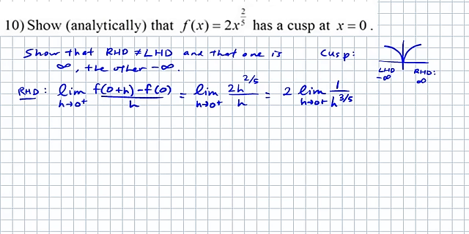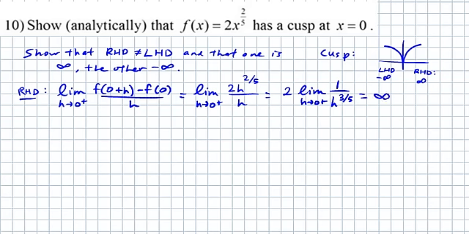So here's how you have to argue this one. We're approaching 0 from the right, so the h's are positive. And so when I take a positive, really small number to the 3/5, it's still a positive, really small number. When I take 1 divided by a really small fraction, I get a very large number. So this is infinity.